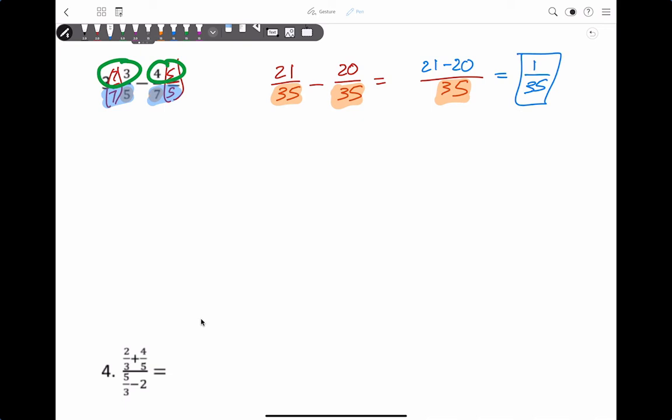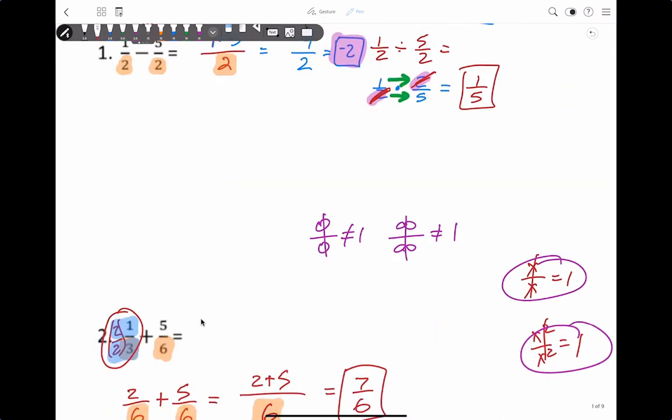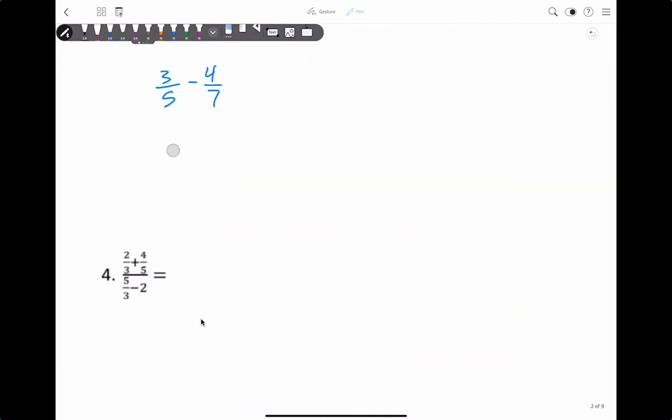Okay, so 1 over 35 is going to be the answer for that one. Now, real quick, what I want to do is quickly show you a semi-shortcut, if you will, for when you have fractions, whether they look like this or whether they look like number twos, 1/3 plus 5/6. Okay, so 1/3 plus 5/6.